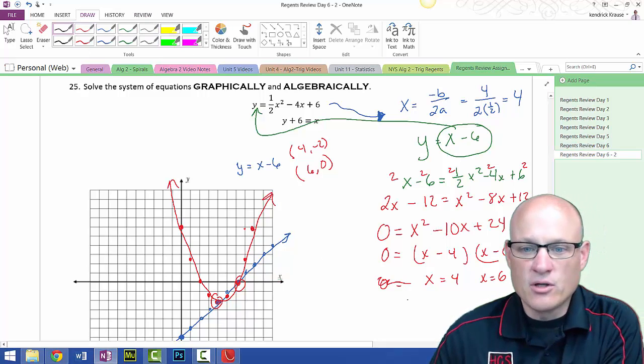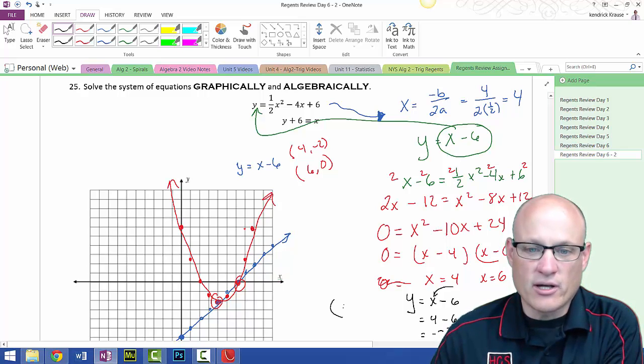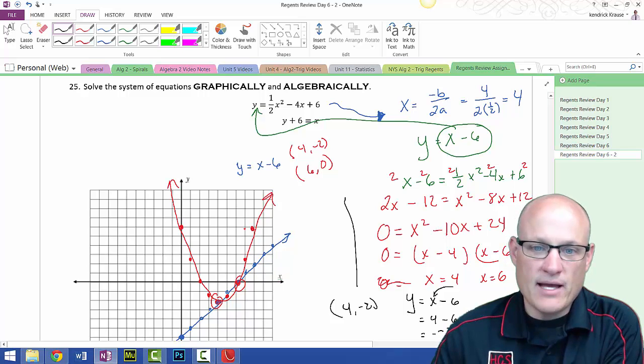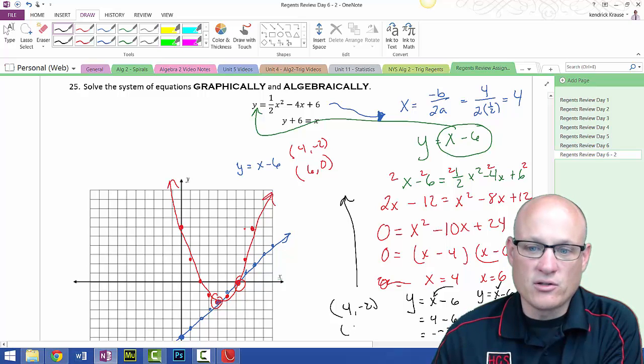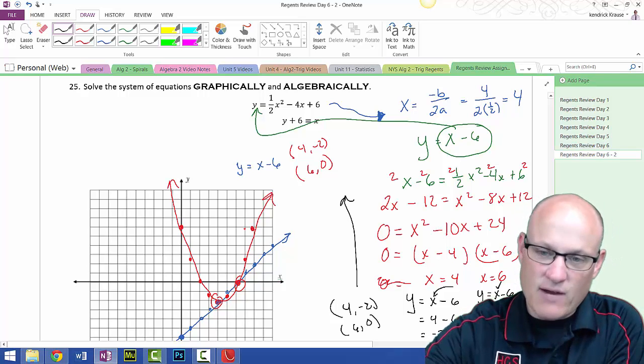So I'm going to write this in. Y equals x minus 6. So I get 4 minus 6, which is negative 2. So my first answer doing it algebraically is 4, negative 2. Matches. I'm going to do y equals x minus 6. Plug this in. I get y equals 6 minus 6. Y equals 0. Matches. 6, 0. All right, that's it. That's all she wrote. I got the graphing done.